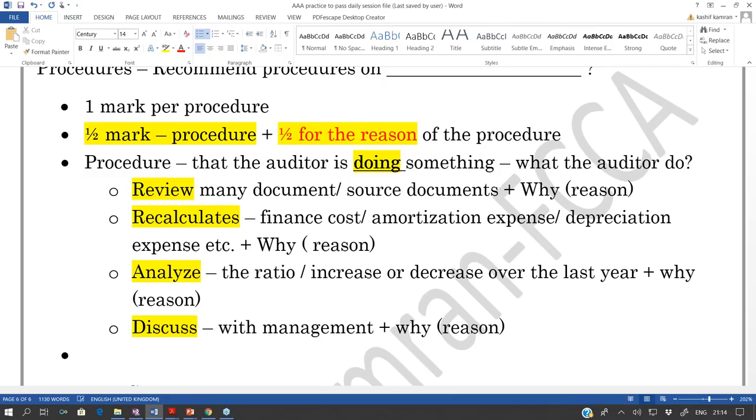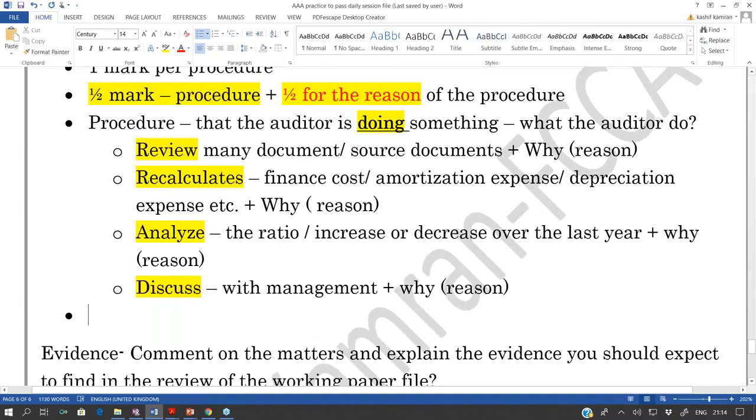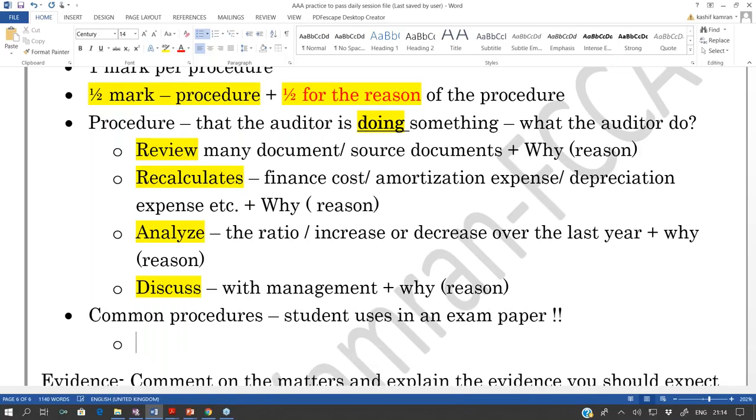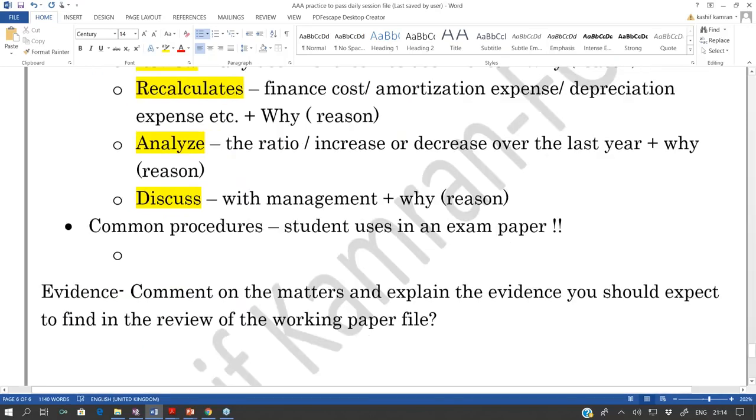When you're writing a procedure in the exam paper, a lot of the time we tend to write a wrong procedure, or we tend to write a weak procedure. Now, if you look at some of the common procedures students use in an exam paper, I believe there are three common procedures which a student uses a lot in an exam paper, but never uses them rightly.